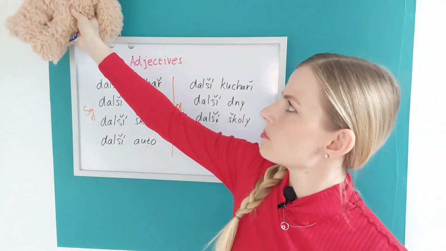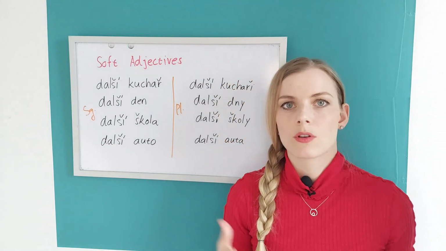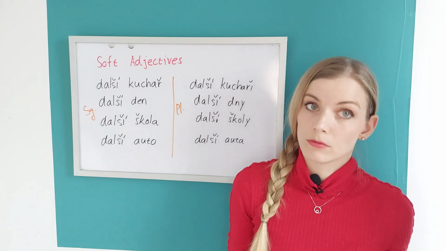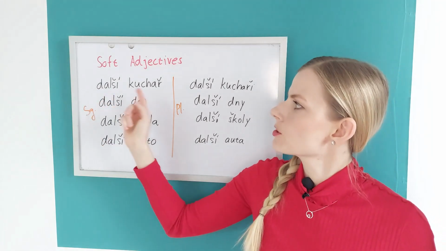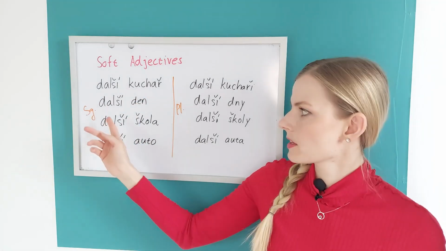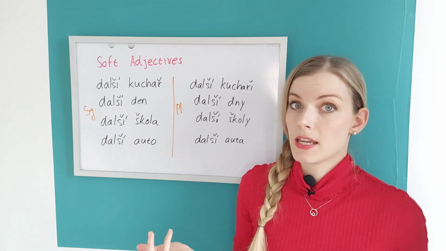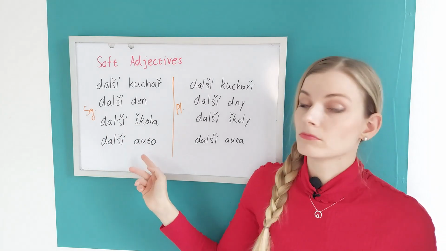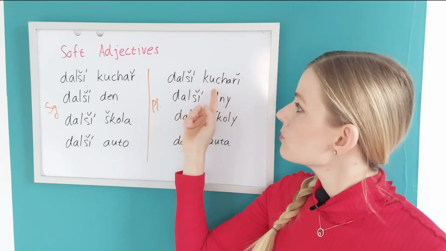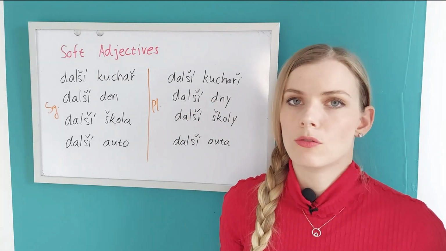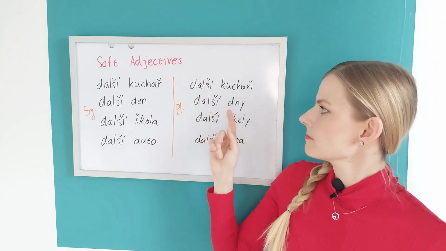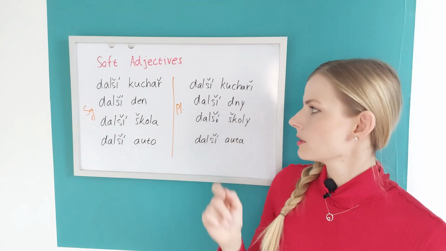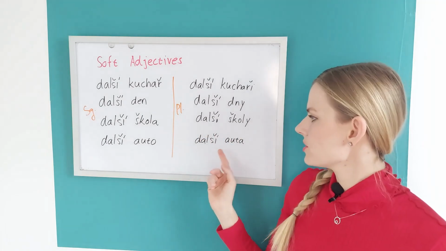No, I'm not gonna put the teddy bear here. It will not stay. One of the most common adjectives is další. Another, other or next. Další kuchař. Another cook. Další den. Another day. Další škola. Another school. Další auto. Another car. Další kuchaři. Other cooks or more cooks. Další dny. Other days or the following days. Další školy. Other schools. Další auta.